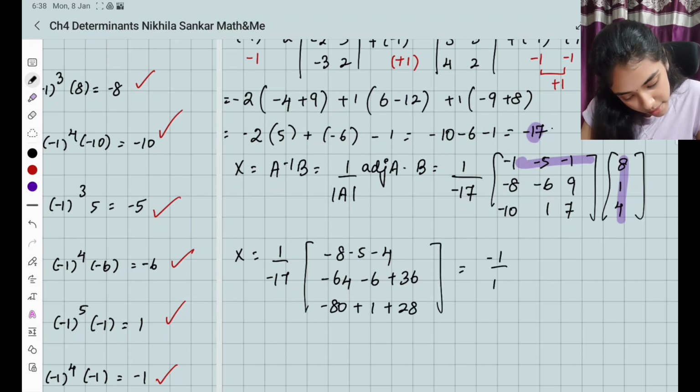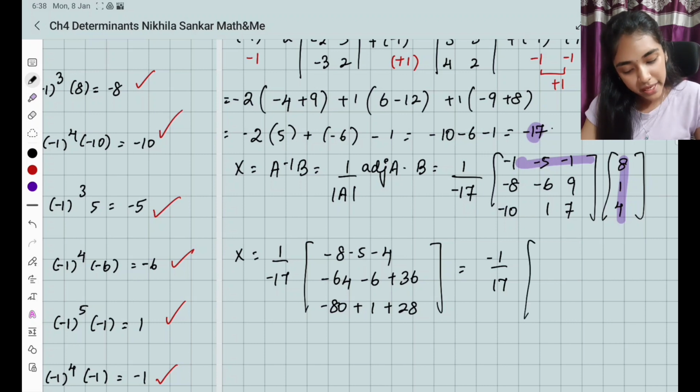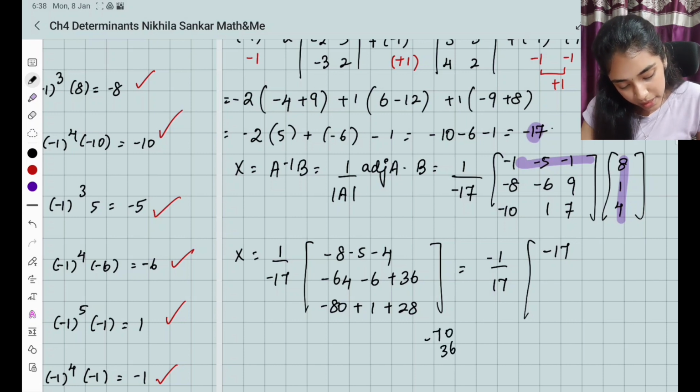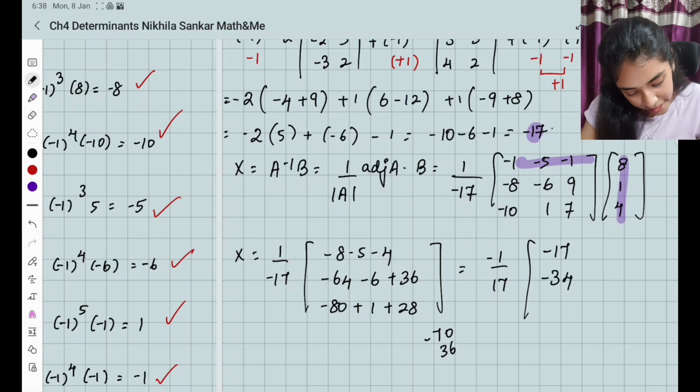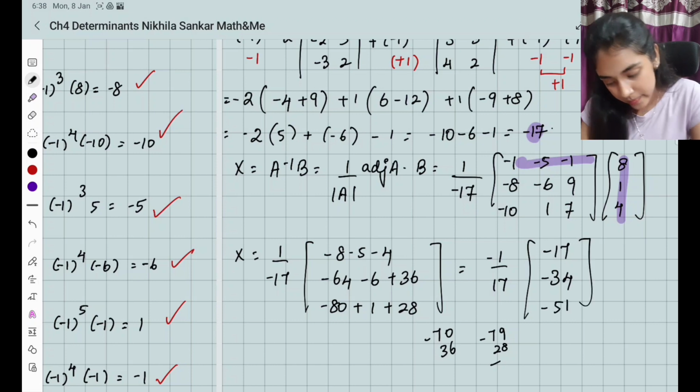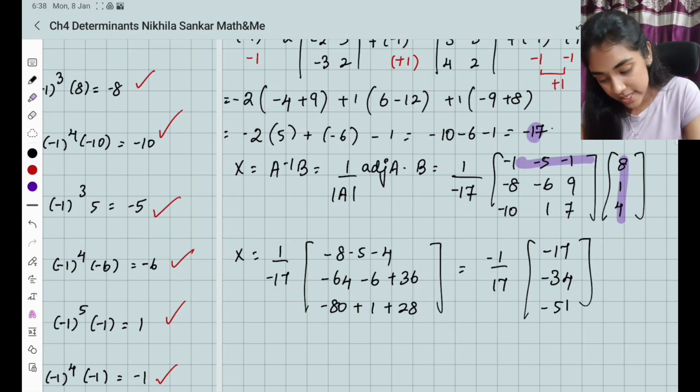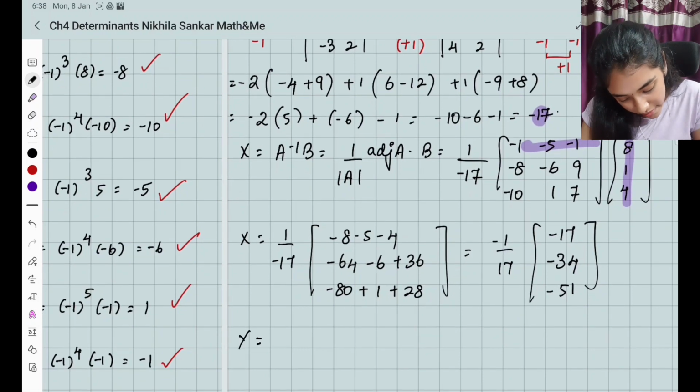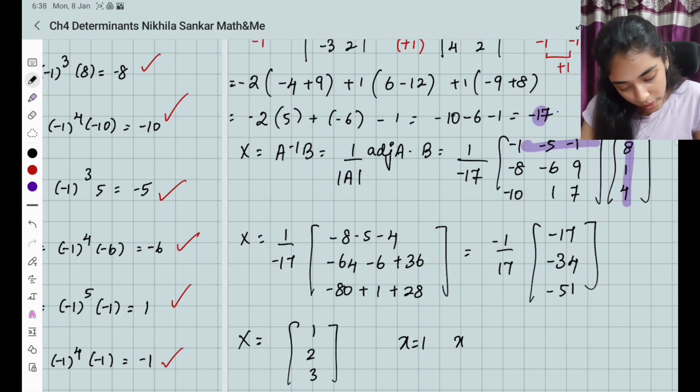So this is going to be minus 1 by 17 times minus 8 minus 9 is minus 17. Then minus 64 minus 6 minus 70, minus 70 plus 36 is going to be minus 34. Then next line minus 79 plus 28. So this is going to be minus 51. Okay. So when you simplify this, when you take the minus 1 by 17 inside the matrix, you're going to have X matrix to be 1, 2 and 3. So X equals 1, Y equals 2 and Z equals 3.